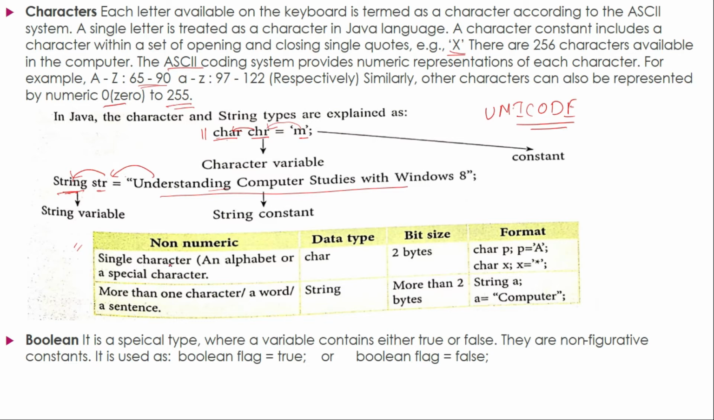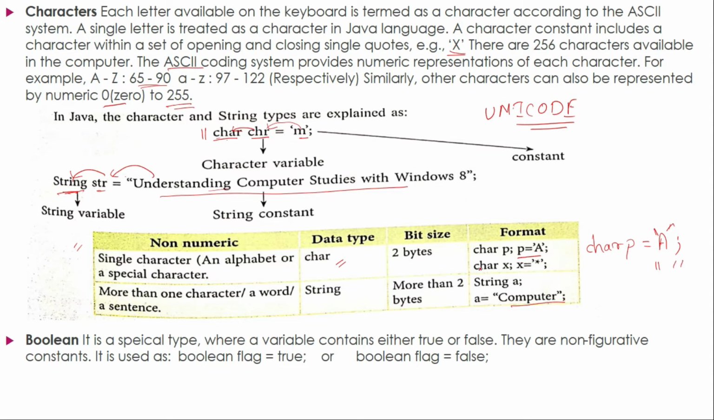Suppose you are storing a single character to a variable, then the data type you have to use is char. It will occupy 2 bytes of size. This is the format, or you can simply write char p = 'a'. Remember, when we are storing a single character, we have to write it inside single quotes. And whenever we are storing a string to a variable, we have to write it in double quotes, like this.